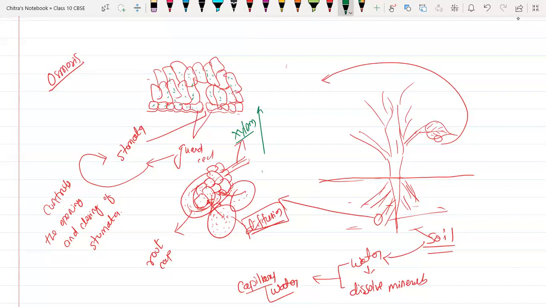So this is the part of the root. Understood? Yes, sir. Okay. Next. Sir, can you explain the parts of the root once again, sir?